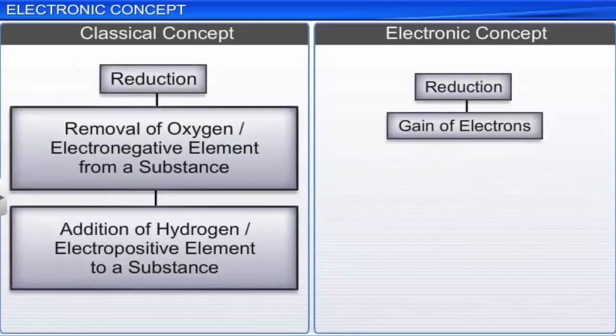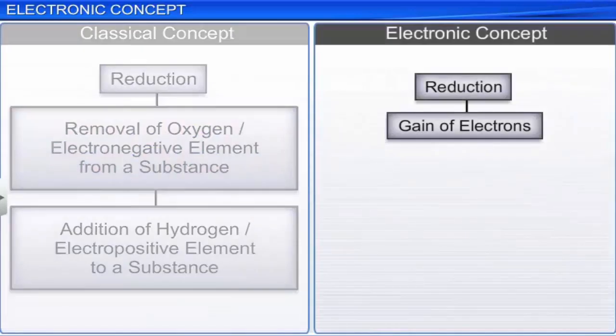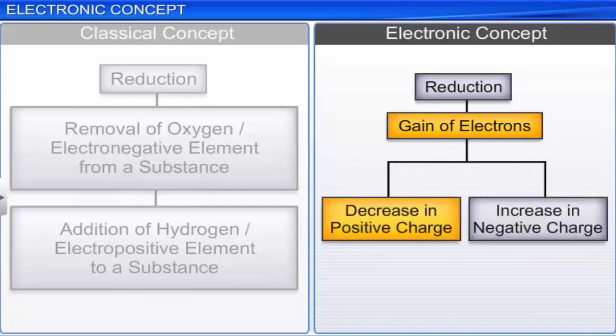We know that reduction is the opposite of oxidation. The classical concept defines that too in terms of addition or removal of elements. The electronic concept defines it as gain of electrons. The gain of electrons results in the decrease of positive charge or increase of negative charge of the species as we proceed from reactants to the products in a chemical reaction.